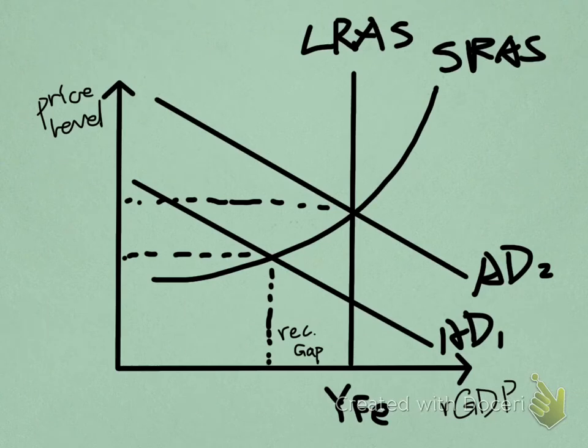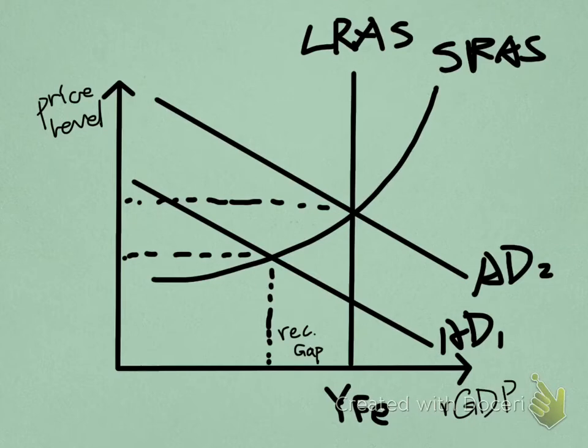Now this is the diagram of the recessionary gap, and as you see, the expansionary fiscal policy shifts AD1 to AD2. The reason is that the government decreased tax, so people can spend more money on goods and services, and the recessionary gap is decreasing.